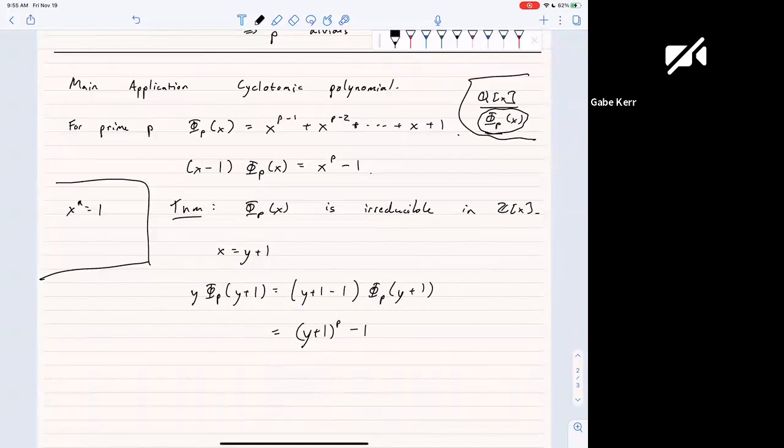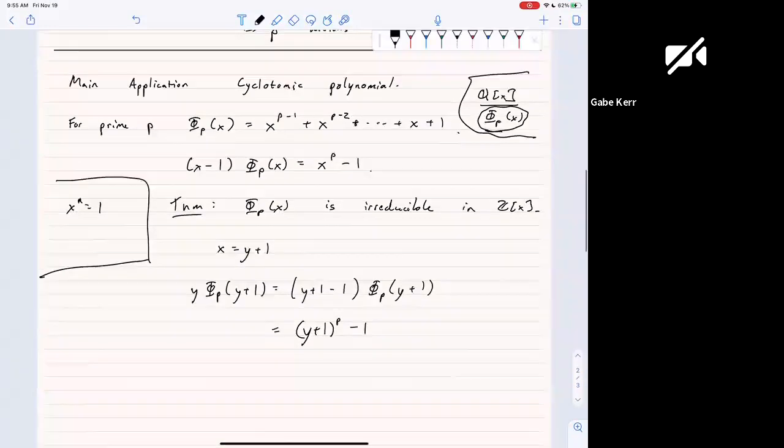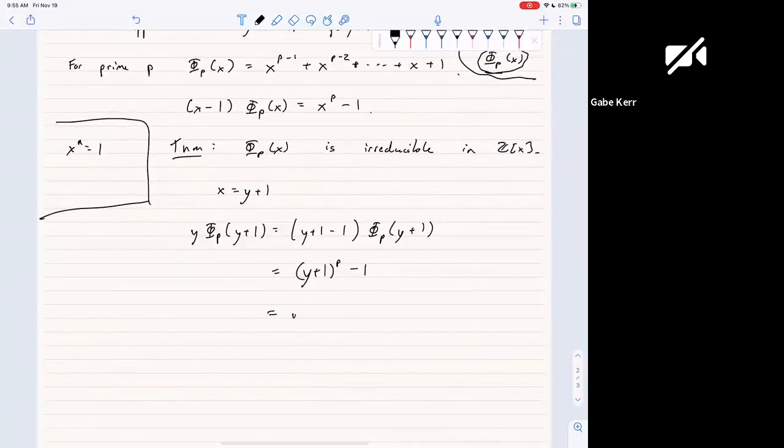How do you remember that exercise? You have the expansion in terms of binomial coefficients of the power: y^p + (p choose 1) y^(p-1) + (p choose 2) y^(p-2) + ... + (p choose 1) y + (p choose 0), which is 1. That's this big power expanded. And I'm subtracting 1, so those cancel at the end.